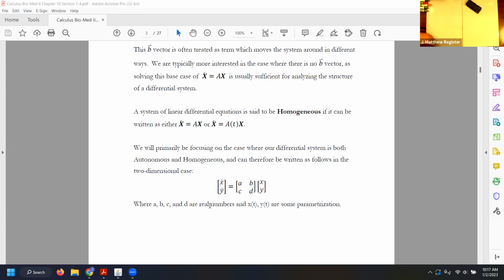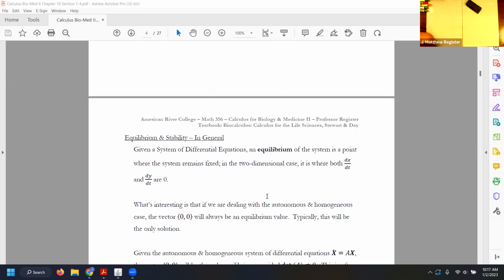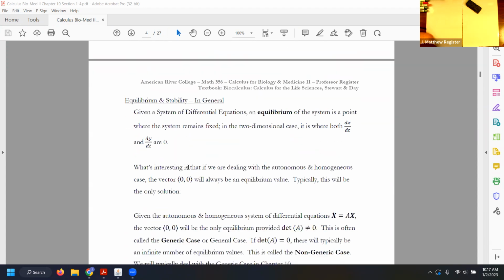But now that we see the format that we have here, the only zeros of this system are typically going to be when both x and y are 0. Using that, we can start to find some equilibrium. So given a system of differential equations, an equilibrium of the system is a point where the system remains fixed. In the 2-dimensional case, that is where both dx/dt and dy/dt are 0. When we're dealing with a nonlinear system, we can use the nullclines in order to find those equilibrium, which is what we did in section 7.6.